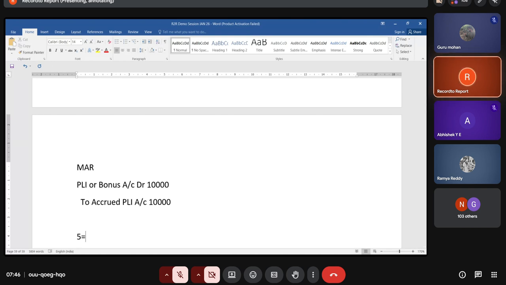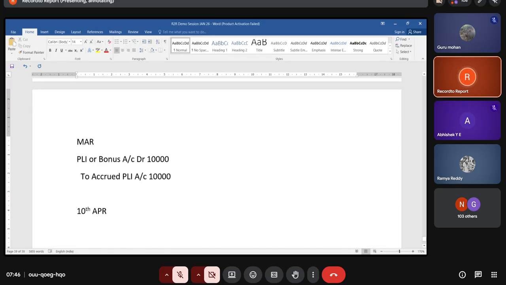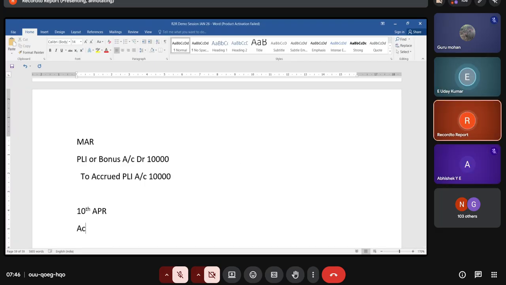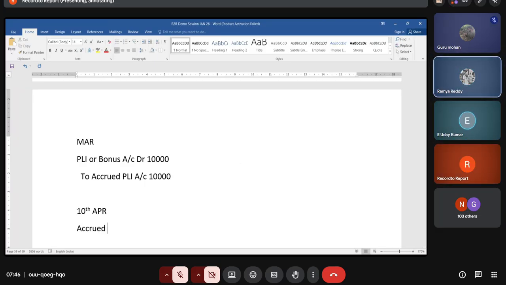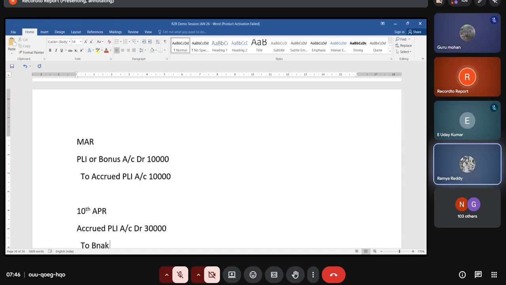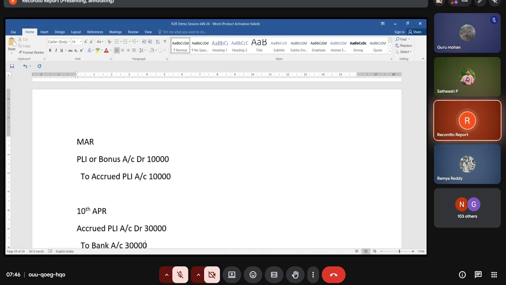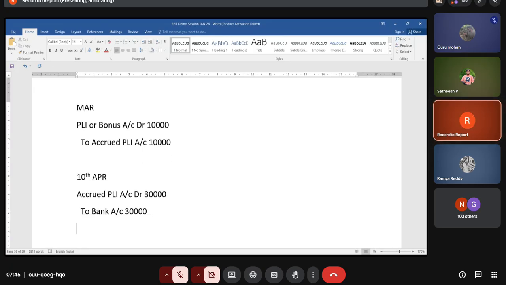On 10th April, what entry is to be recorded? Accrued PLI account debit to bank account. What is the amount? 30,000. Do you understand how companies will record the accrued expenses? That's clear. Yes, sir.